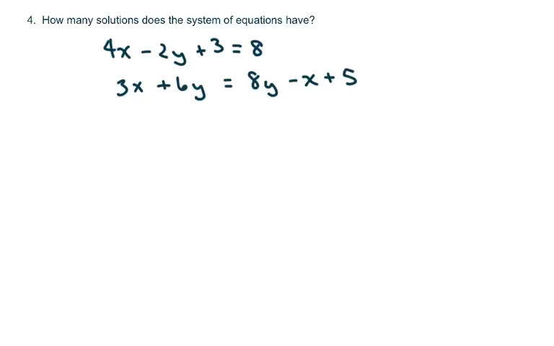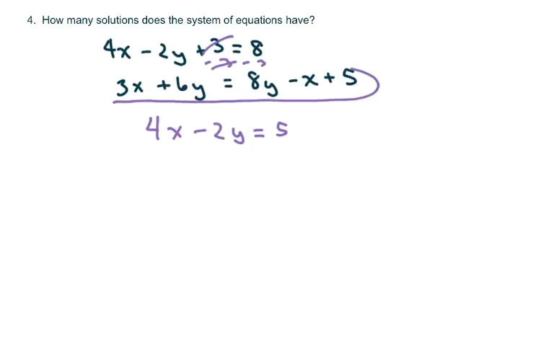Okay. Now this one just says how many solutions does this have. It could have no solutions, infinite solutions, or one solution, basically. So I'm going to clean these up. I'm going to get 4x minus 2y equals 5. I just subtracted 3 from both sides here. And for this one, I'm going to see if I can do it all together because these are easy. I'm going to get 3x.